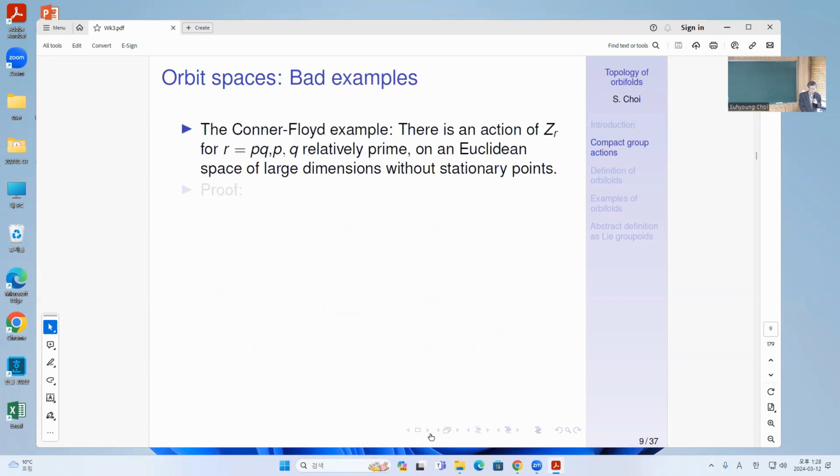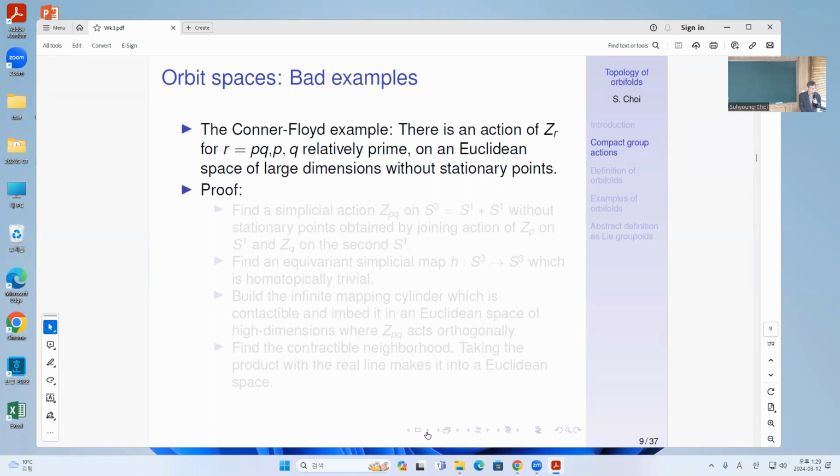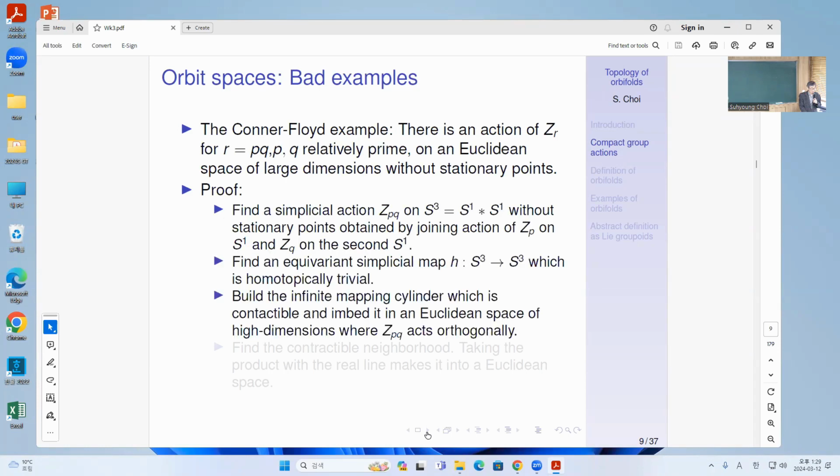Orbit spaces are not always good, and some bad examples are the Conner and Floyd examples. There's an action of R^(pq), with p and q relatively prime, on Euclidean space of some large dimension without any stationary point. Stationary points mean points fixed by every group element. Some elements will have fixed points, but not simultaneously on one point. I will skip this proof. I don't think it's necessary.